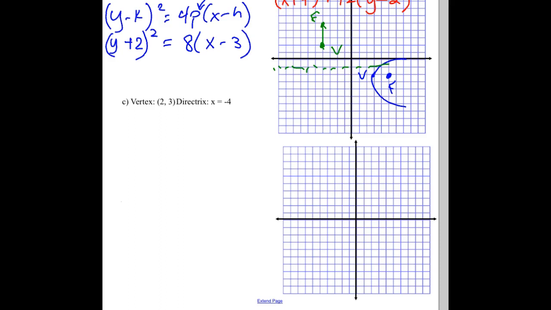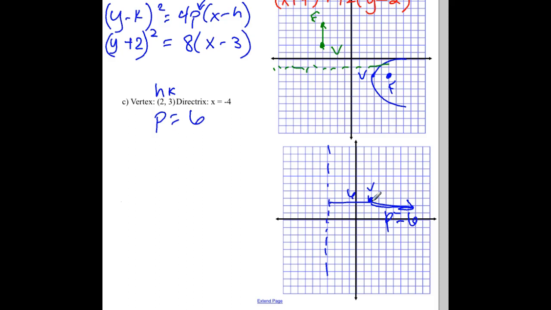Looking at what we're given, 2, 3 is my vertex. And directrix is over here at negative 4. All right, so how far is it from vertex to directrix? It's 6 spaces. And if it's 6 spaces here, then it's also 6 spaces this way to get to my focus. Yes? Which tells me that P has to equal 6. And I went from vertex in a positive direction to get to my focus, right? So P is a positive 6. Yes? They gave me H and K. We just found P to be 6. That's all we need for our equation.